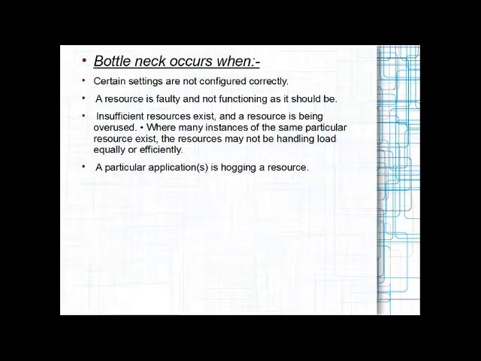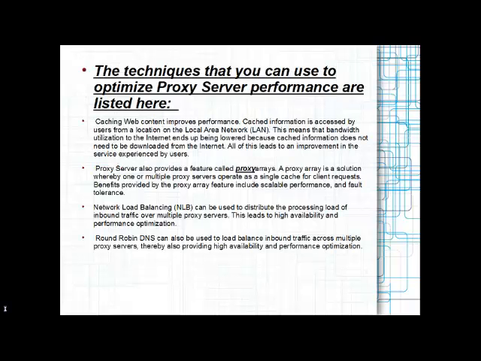Bottleneck occurs when certain settings are not configured correctly, or a resource is faulty and not functioning as it should be. Insufficient resources exist and a resource is being overused. Where many instances of the same particular resource exist, the resource may not be handling loads equally or efficiently. A particular application is hogging a resource.